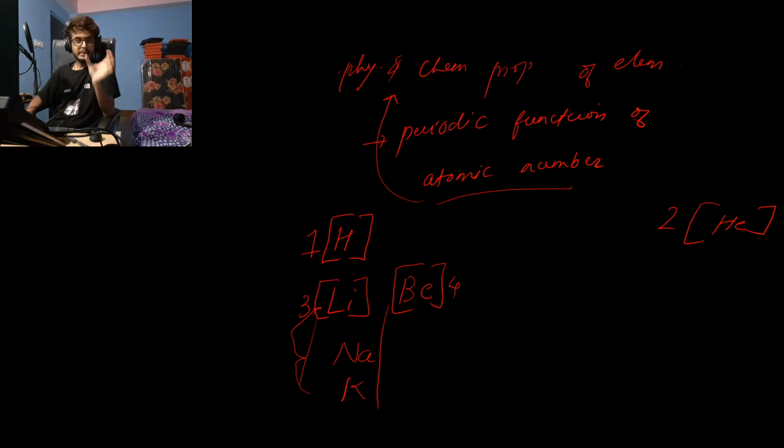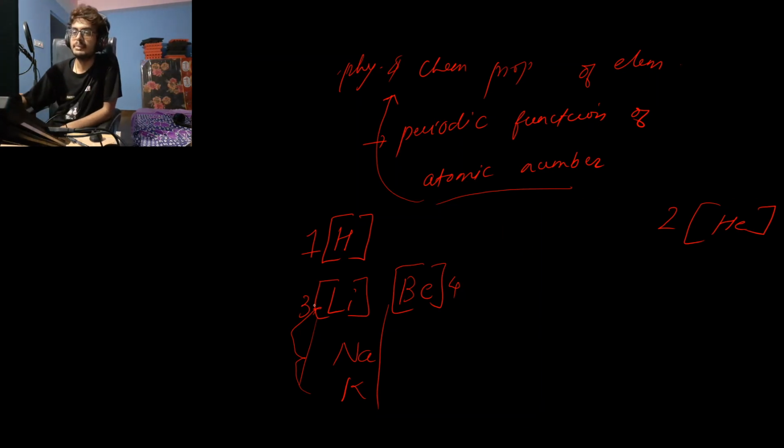So elements being placed in the periodic table is a function of their atomic number. If their atomic number is 5, they'll be placed in the 5th spot. If their atomic number is 10, they'll be placed in the 10th spot. Also, the physical and chemical properties will be affected by the position in the periodic table. So elements are placed in the periodic table keeping in mind their physical and chemical properties.